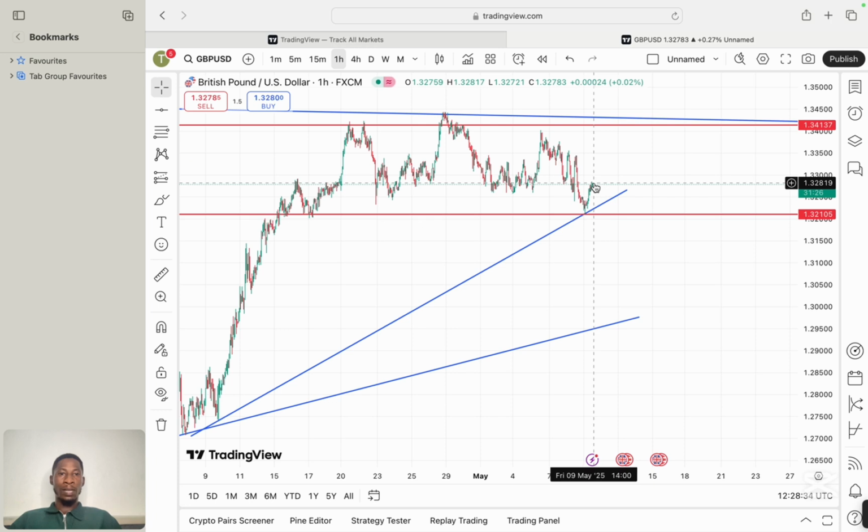Either it comes down here to touch this level, or it comes up here, or it bounces from this trend line and goes back up here, then I'll be entering for a sell. But I'll have to wait for other confluences before I enter a sell. Alright.